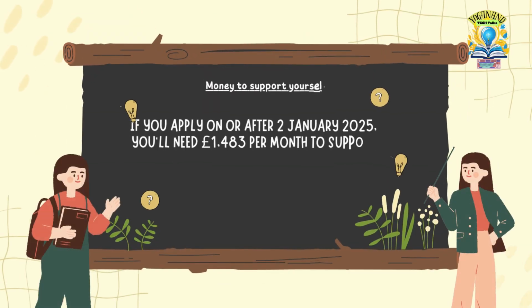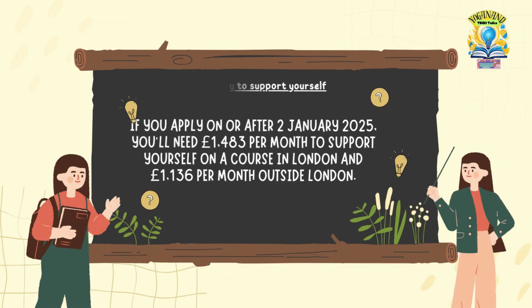From January 2nd, 2025, this amount will be changing. If you are applying for a visa after 2nd January 2025, this amount will be changing. They are changing to 1400 and something if you are living inside London. If you are outside London, 1136. These are all your living costs.